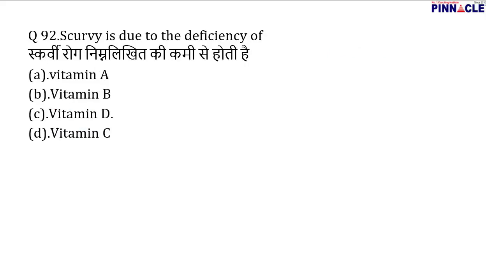Now question number 92. Question number 92 is another type of question which is very commonly asked in SSC exams. Question number 92 is: scurvy is due to the deficiency of what? Scurvy is a type of disease which generally occurs because of the deficiency of vitamin C. And remember, vitamin C is also known as ascorbic acid.